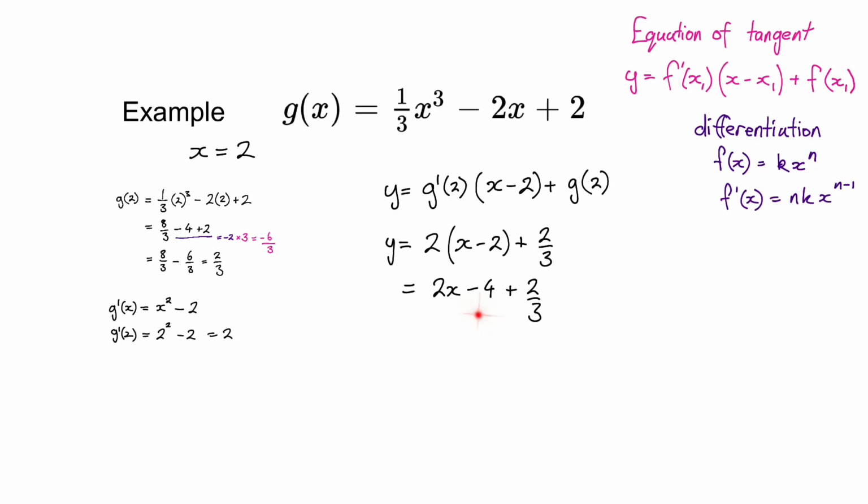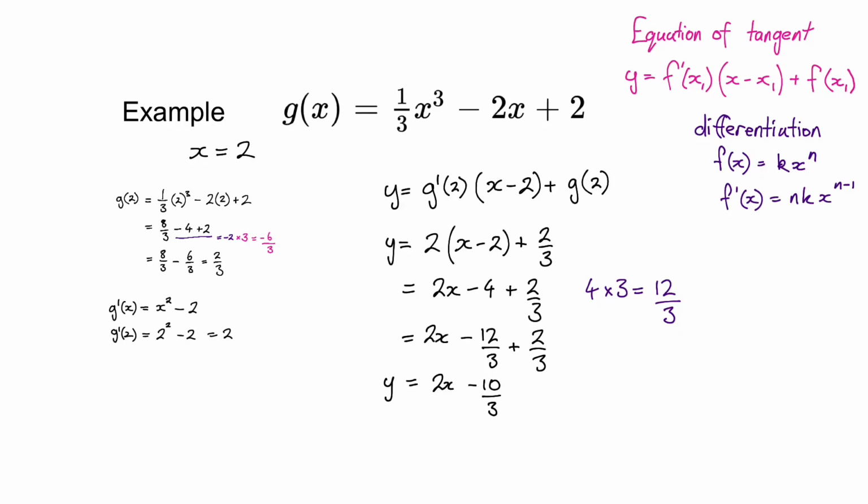Now simplifying this part here, we're going to times the 4 times 3, which is going to give us 12. And we're going to divide that by 3, which is going to make it the same as 4. Now we can put this into our equation, which gives us 2x minus 12 on 3 plus 2 on 3. Minus 12 plus 2 gives us minus 10. So it's going to be equal to 2x minus 10 on 3. So that is our equation of the tangent when x is equal to 2.